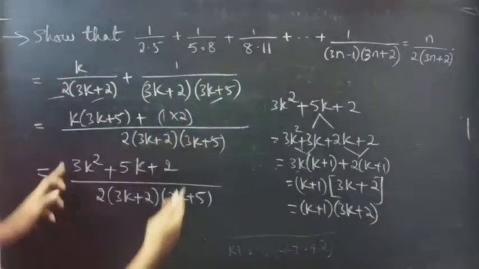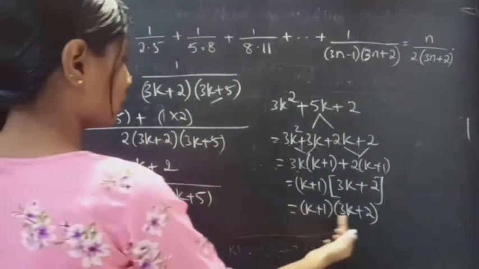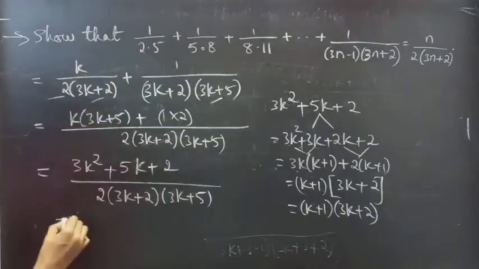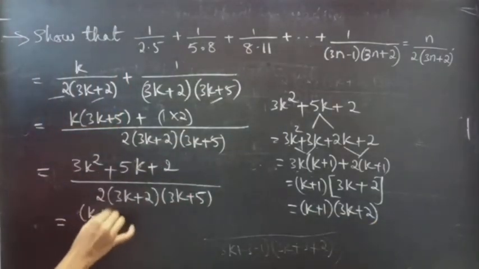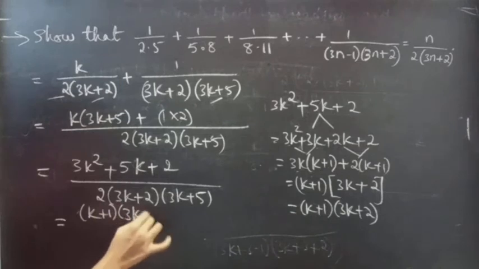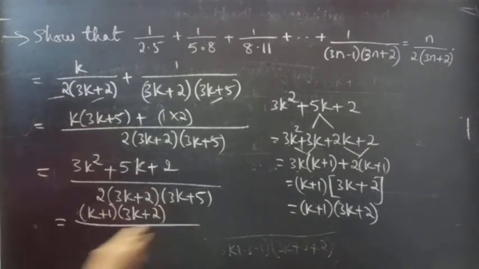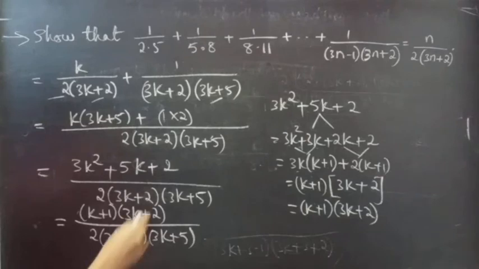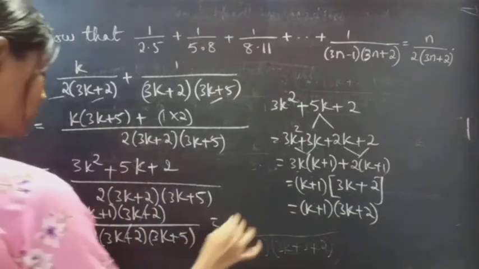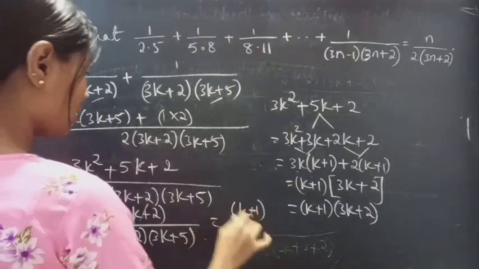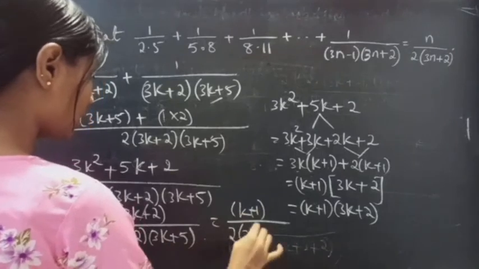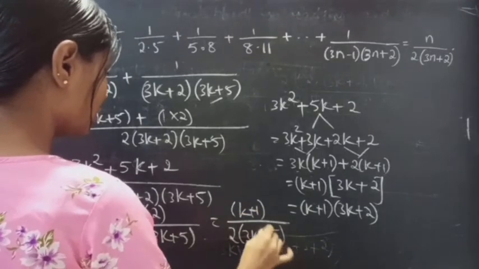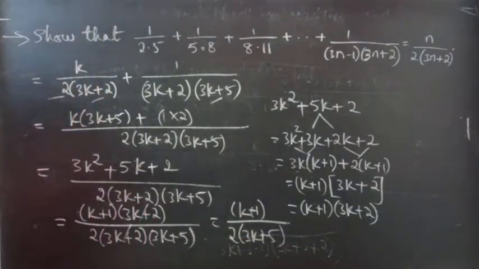So now you can replace the numerator by k plus 1 into 3k plus 2. So this equals k plus 1 into 3k plus 2 by 2 times 3k plus 2 into 3k plus 5. So here 3k plus 2 gets cancelled, and it equals k plus 1 by 2 into 3k plus 5. In the denominator you are having 3k plus 5.